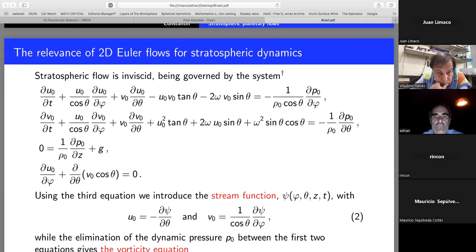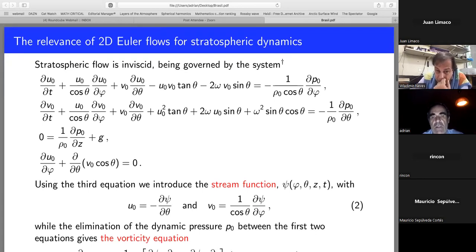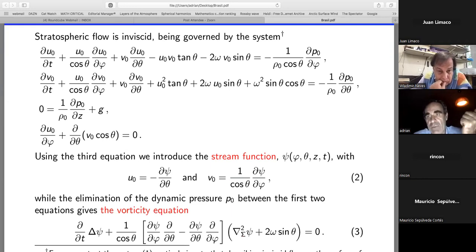Now, here it's written using the third equation, actually using the fourth equation. The fourth equation, the mass conservation, tells you that there is a stream function. So there is a function psi, so that u0 is minus the gradient. Well, it is the orthogonal of the gradient. It's this thing here, like the stream function in planar geometry, but this is in spherical geometry, so this is the cosine. So this is the fourth equation.